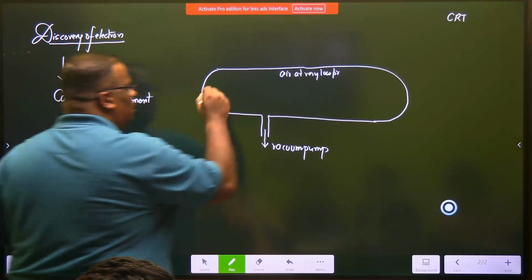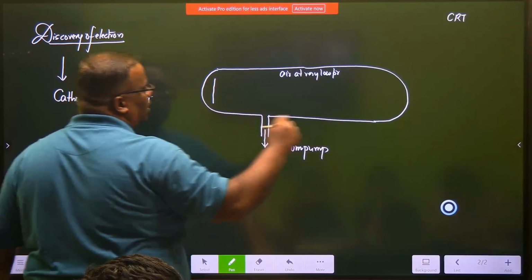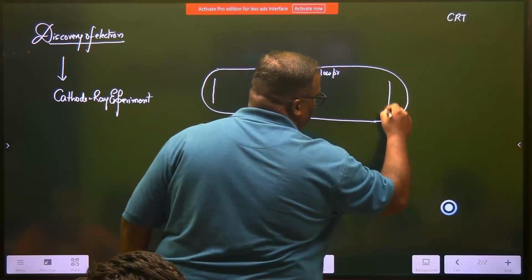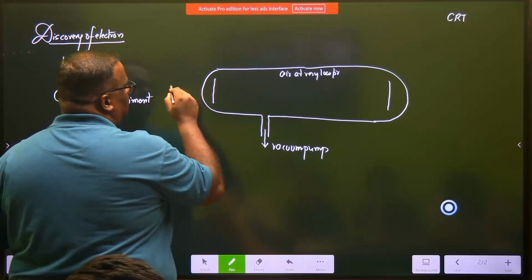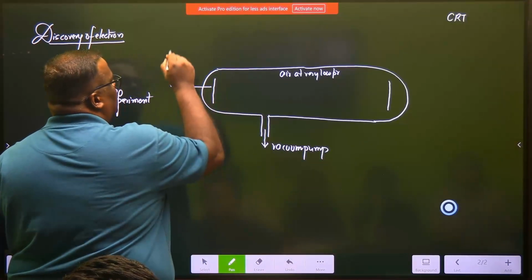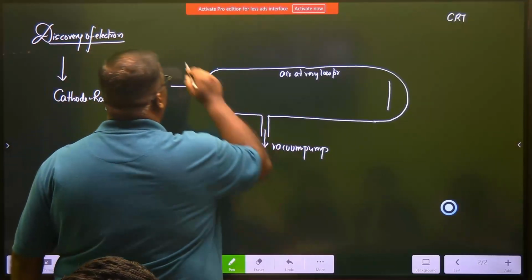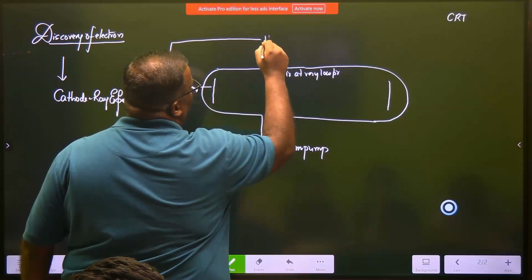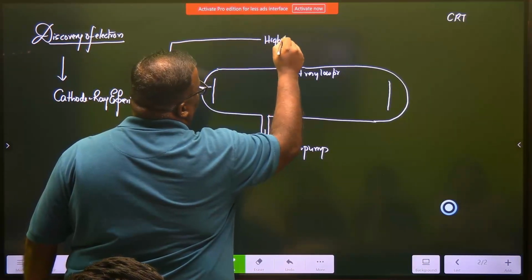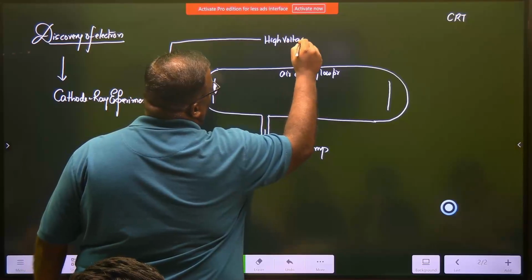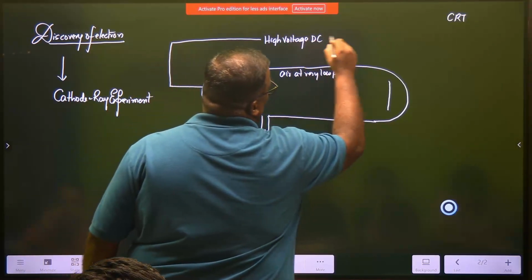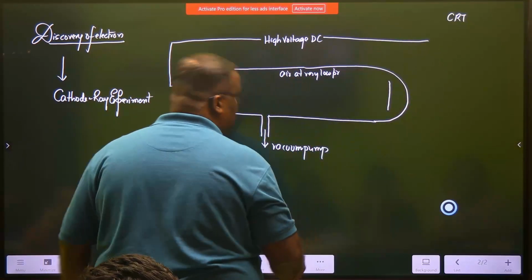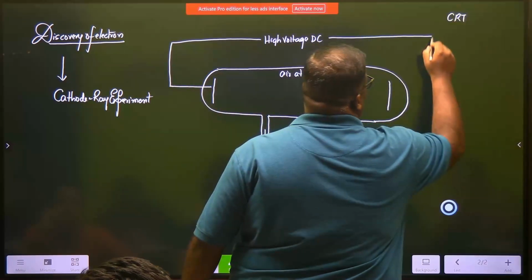Then there are two electrodes out here. One electrode and another electrode. They are pieces of metal, okay? And these electrodes are actually connected to direct current, very high voltage DC. Okay. And from there, the magic will start.